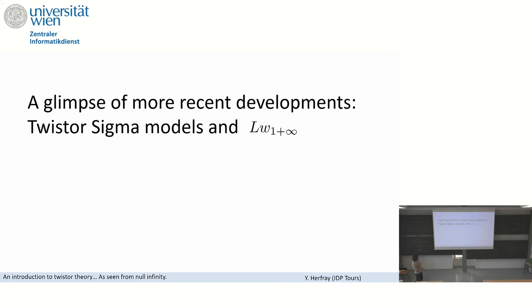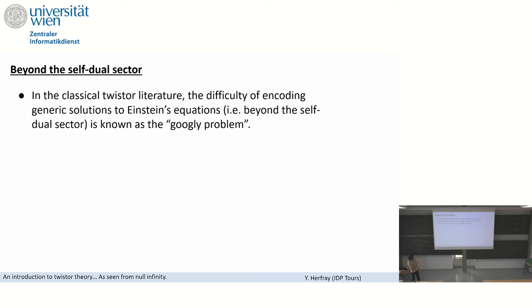So now that we have reviewed the classical results, we can try to discuss a bit more, or try to go beyond. So I'm going to give you a glimpse of some of the ideas that have been developed in the last years. As I've been asked already by Andrea, you see, the self-dual sector is incredibly nicely encoded in terms of deformation of the complex structure in twistor space. But what if you want to go beyond?